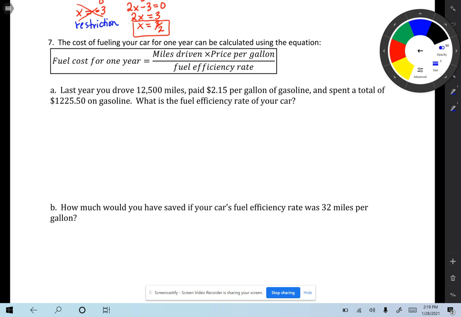So let's plug in everything we know. On the left side is the cost of the fuel for 1 year. So it was $1,225.50 equals the miles driven. So we have 12,500 miles times the price per gallon, which is 2.15. And we have to solve for the fuel efficiency rate, and I'll call it R.